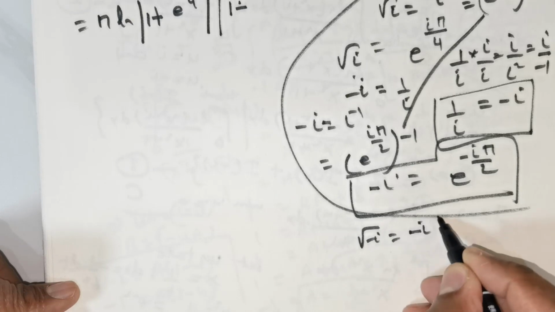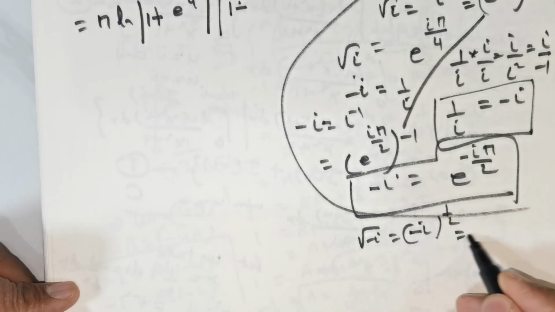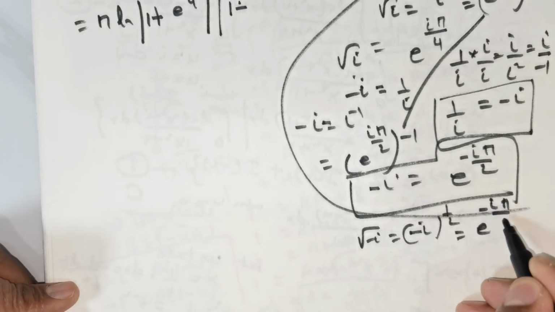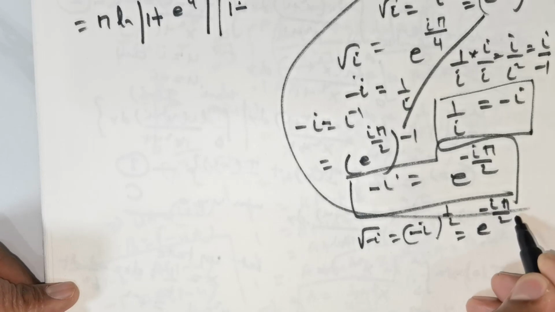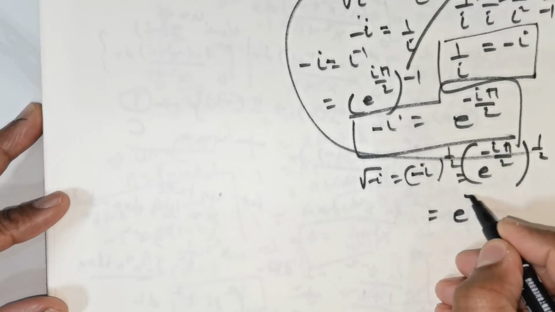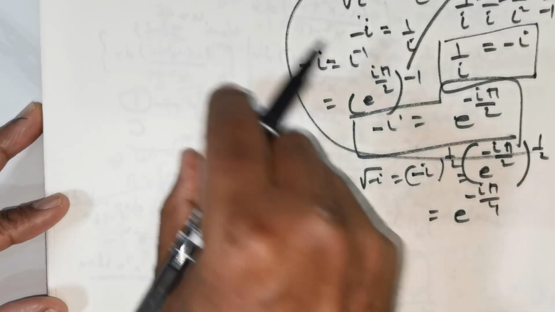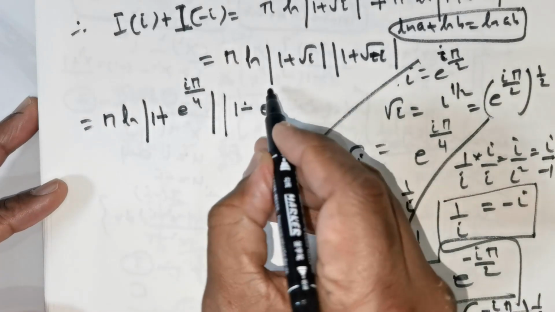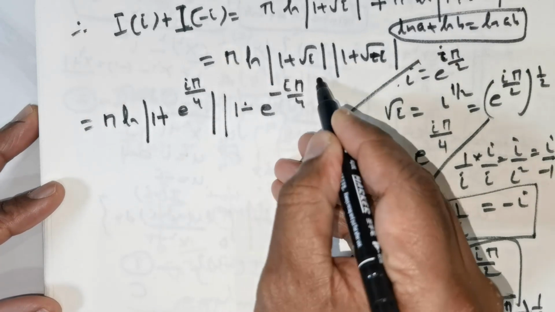The root of negative i is negative i raised to the power of 1 over 2. That's nothing but e raised to the power of negative iπ over 2, raised to the power of 1 over 2. That would give me e raised to the power of negative iπ over 4, right? So that is the value there. So e raised to the power of negative iπ over 4.